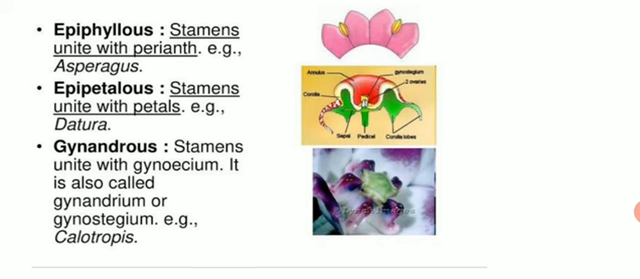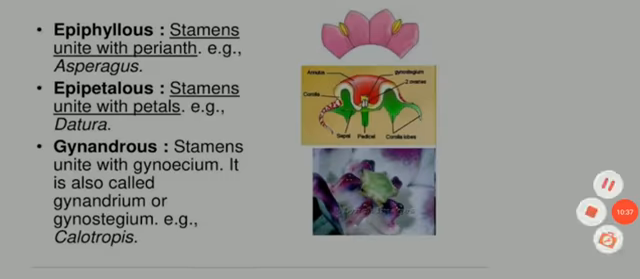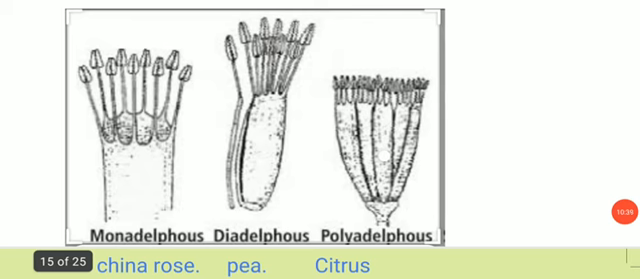Second is epipetalous. Epipetalous means when stamens are united with petals, originating directly from the petals. So the example is datura. I have already shown one more picture of datura, with white colored flowers. So this is called epipetalous. Coming to the third one, gynandrous. Gynandrous means stamens are united with the female part called the gynoecium. The example is Ak.